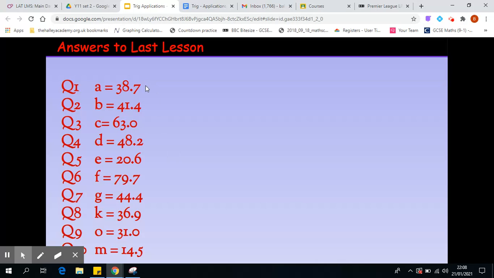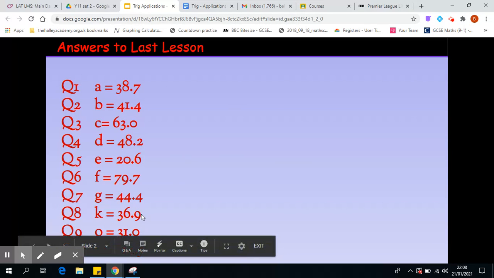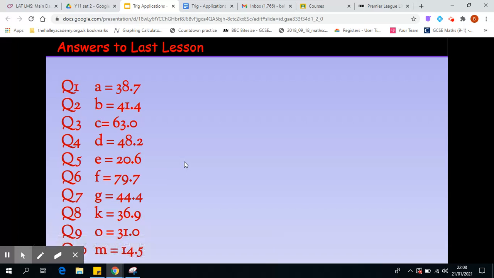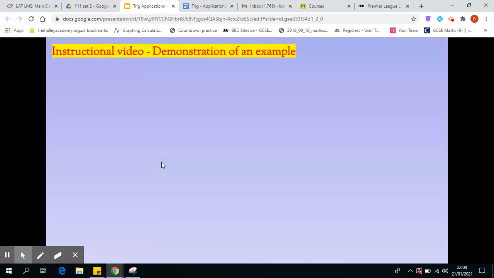Here are the answers to last lesson. Could you please mark them? They're also present in slide 2 for your reference.